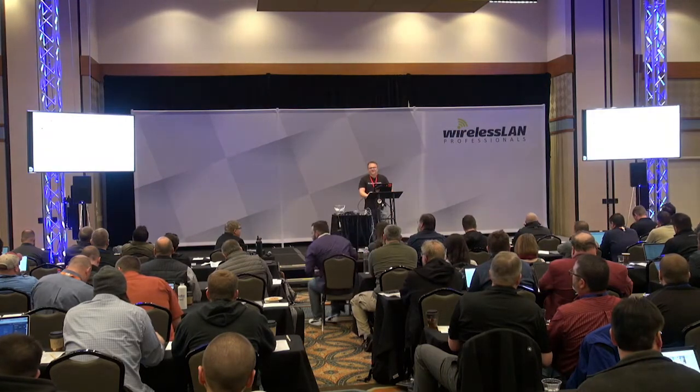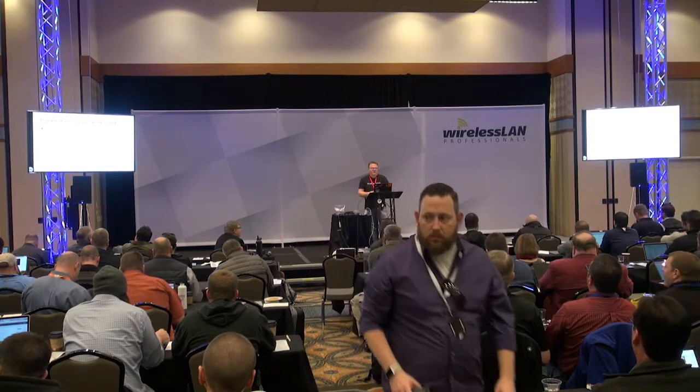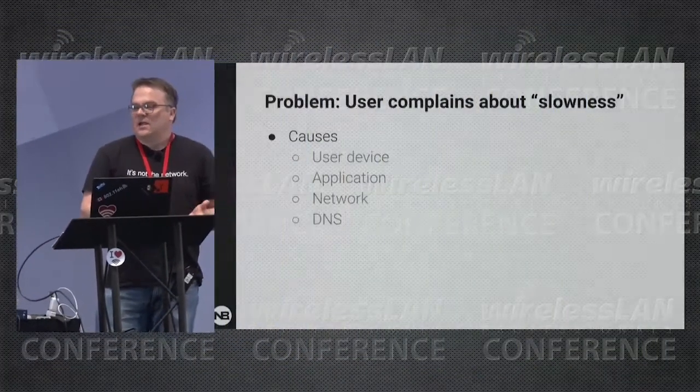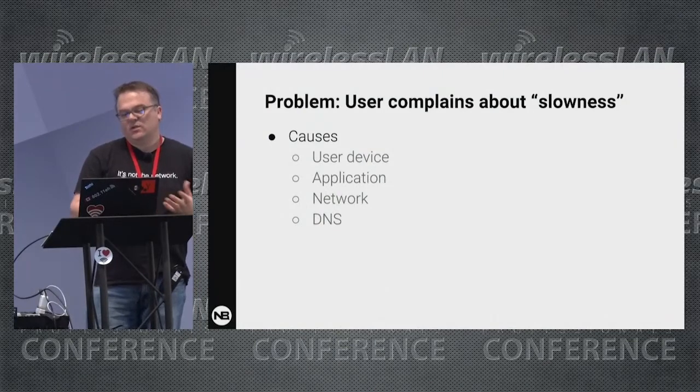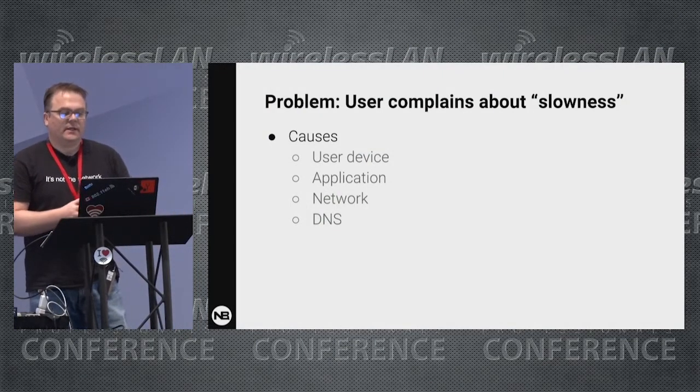So you receive a ticket that somebody complains about slowness. Everybody has been there, and we know that more often than not it has to do with the user's device, but there's nothing you can do about it. You have no visibility there. Often, the application is the culprit that gives a bad user experience. And sometimes it's the network, right? And as network engineers, we need to prove that it is or it's not the network.